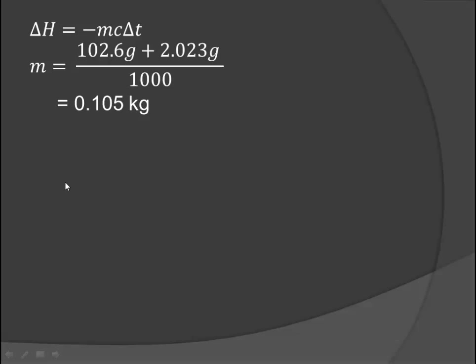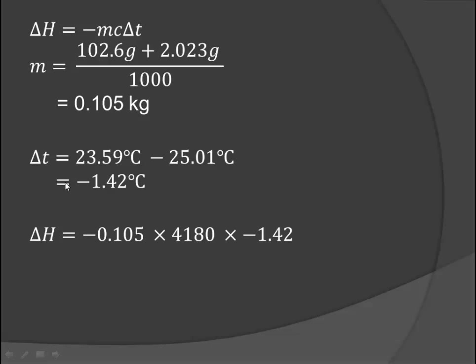You'll note that I've rounded off this value. However, I have stored the value with all the decimal places in the memory of my calculator. Delta T is the final temperature minus the initial temperature. So delta H is minus 0.105 times the value from the data sheet, so 4180, times minus 1.42. My final answer is 621.0 joules. Notice that it's a positive value, and at the moment it's in joules.